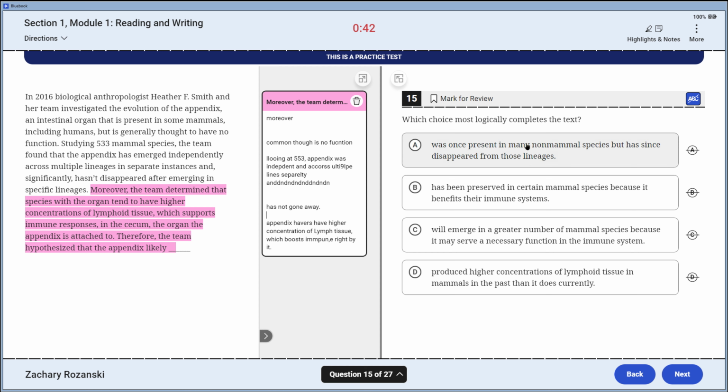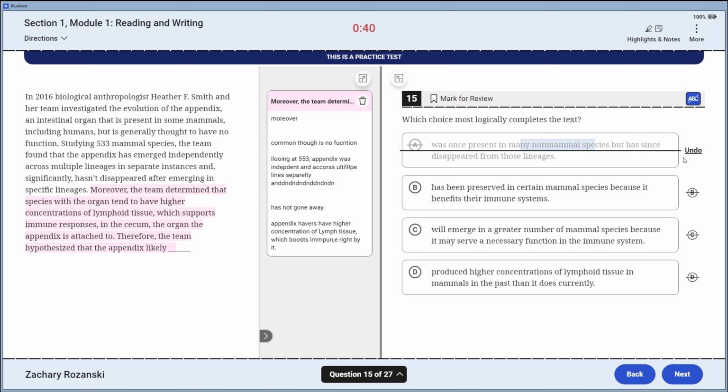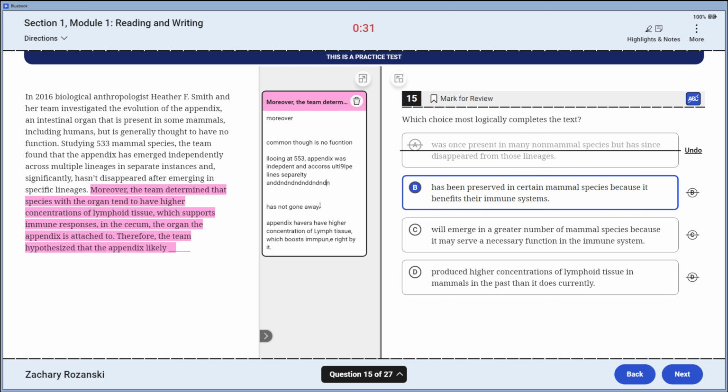Was once present in many non-mammals, but don't get out of here with this non-mammal species talk. I don't even know where I would get that. Has been preserved in certain mammal species because it benefits their immune system. I love what that's presenting. It was there. It hasn't gone away. It seems to be engaging with the benefit to the immune system. B is looking awfully cute. Will emerge in greater numbers of mammal species because it may serve a necessary function.